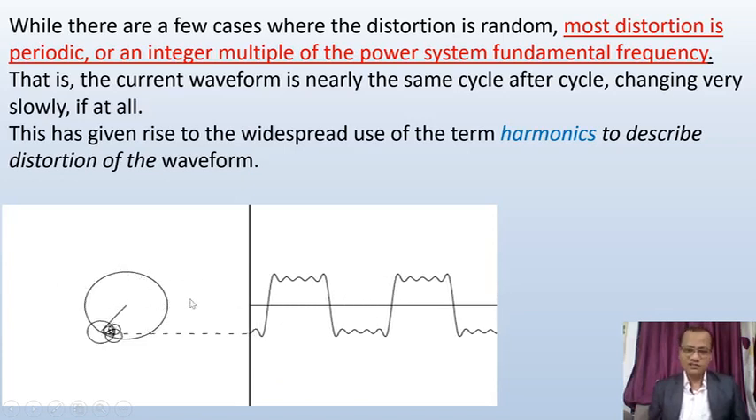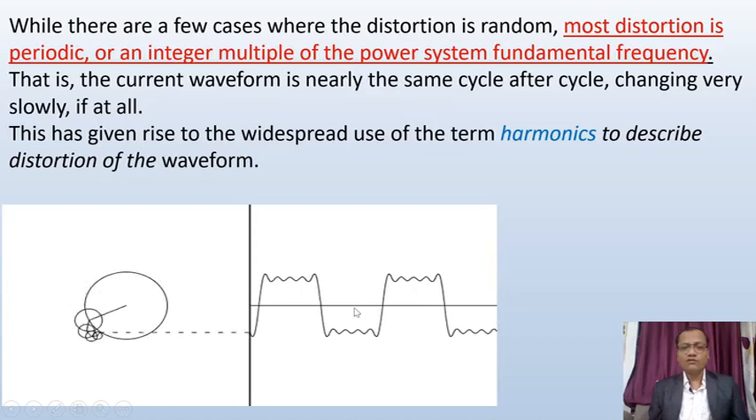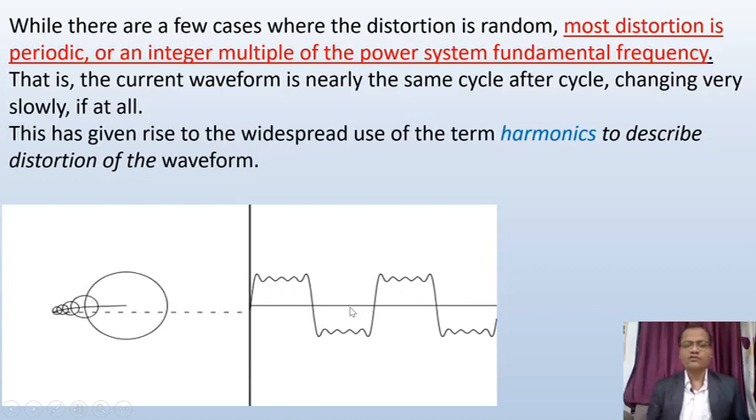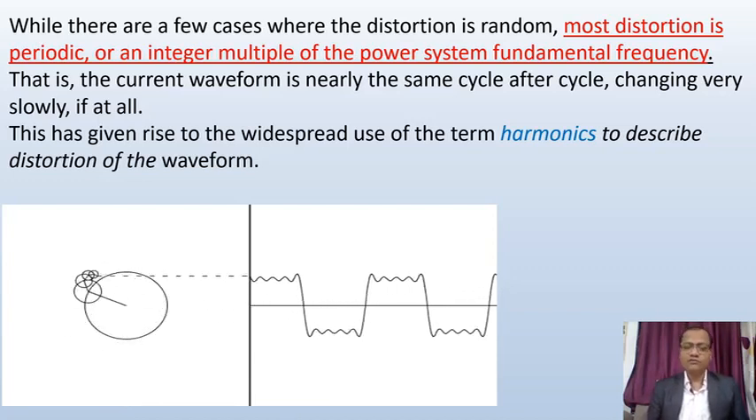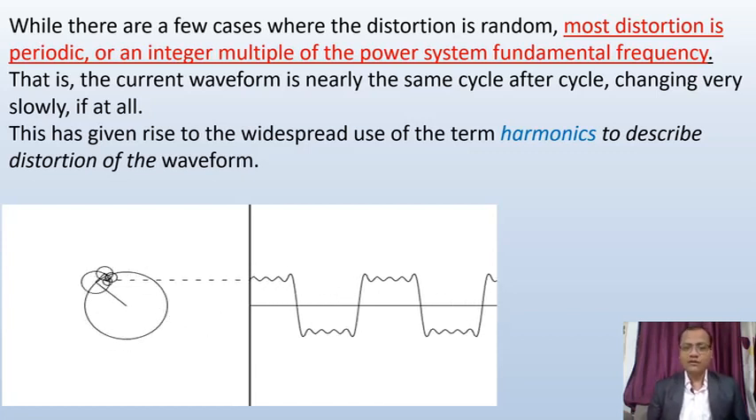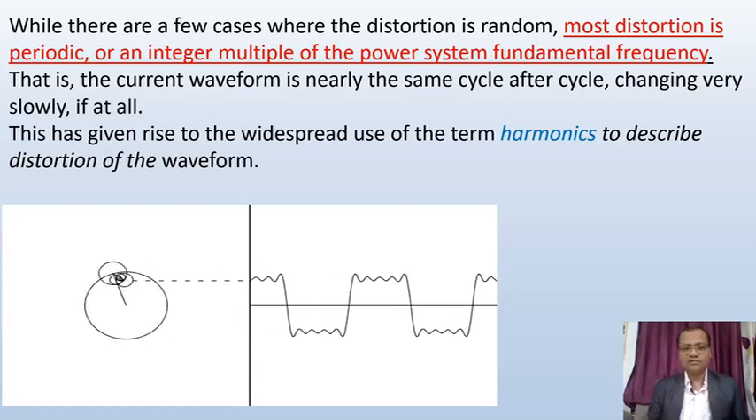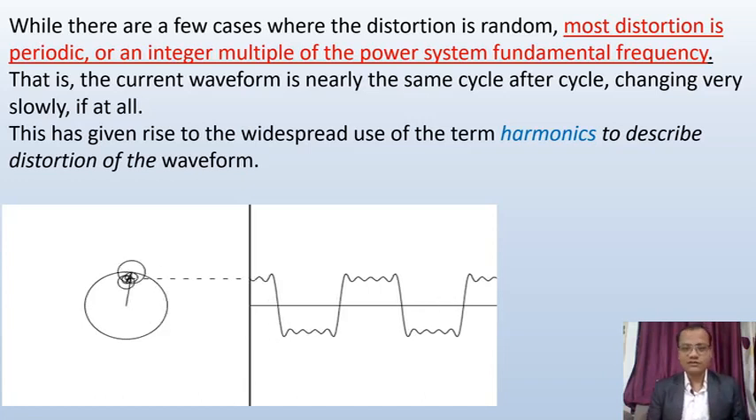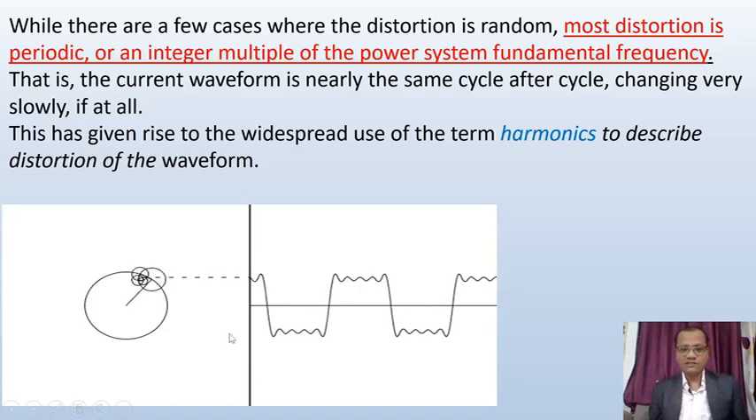There are signals having frequencies that are multiples of the fundamental. That means if the fundamental is 50 Hertz, then of course the third harmonic will have a frequency of 150 Hertz, the fourth will have 200 Hertz, and the fifth will be 250 Hertz. Likewise, there are certain signals which are mixed with the fundamental, and they cause the resultant waveform like this.